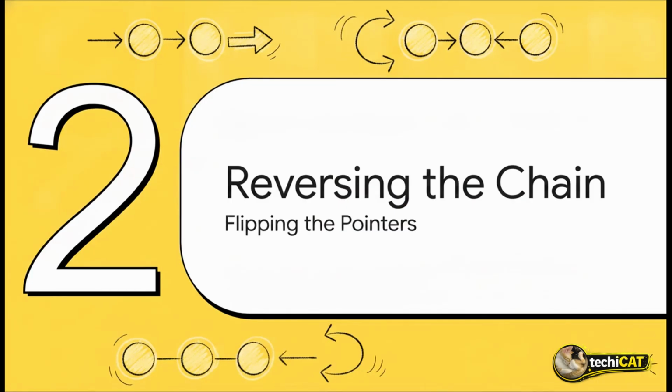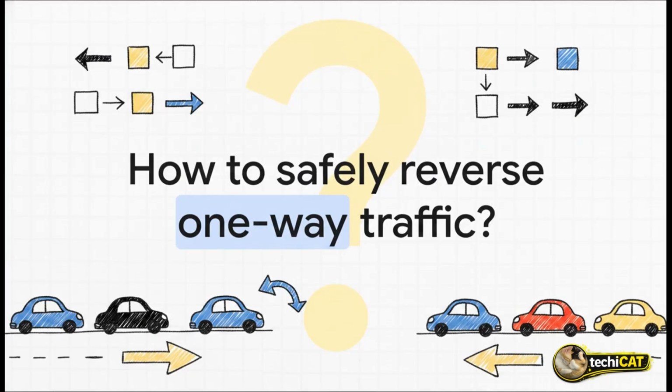Moving right along to part 2, reversing the chain, flipping the pointers. Okay, so reversing a linked list is arguably the most famous computer science problem out there. But let's take it out of the code for a second and apply another real-life example. Practically speaking, how do you reverse the flow of traffic on a one-way street where cars only know the vehicle directly in front of them? I mean, if everyone suddenly tries to pull a U-turn at the exact same time, you're going to get a massive pileup. You have to do it systematically, car by car, making sure absolutely no one loses sight of the rest of the pack while they spin their vehicle around.